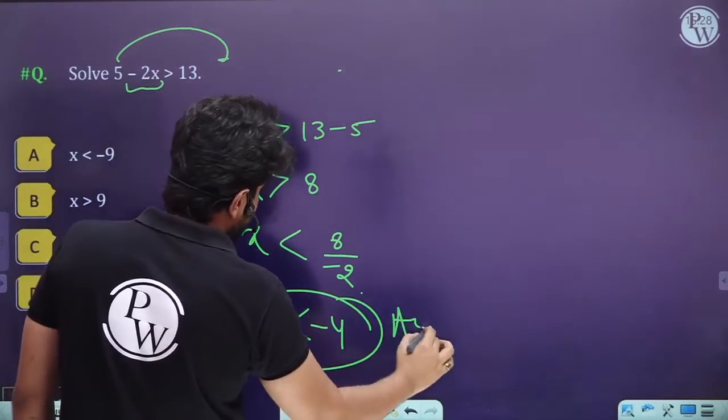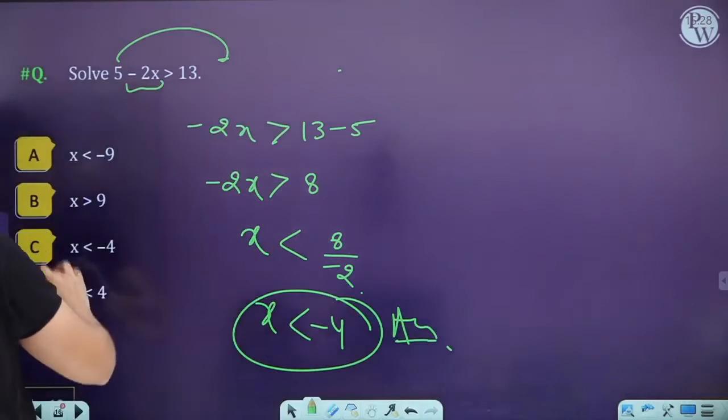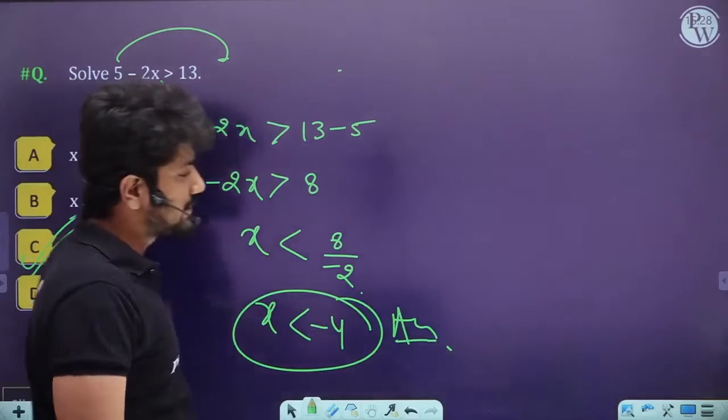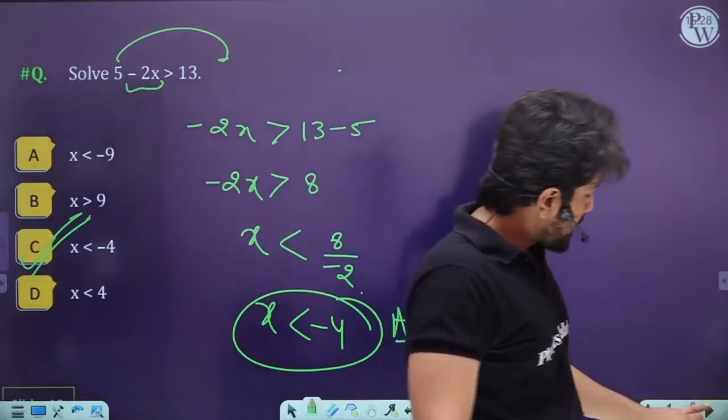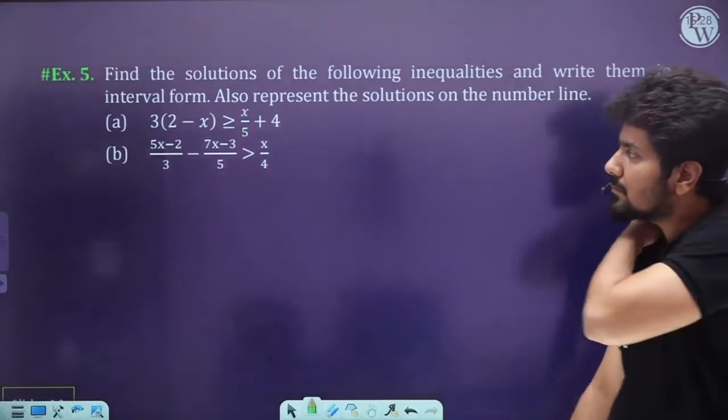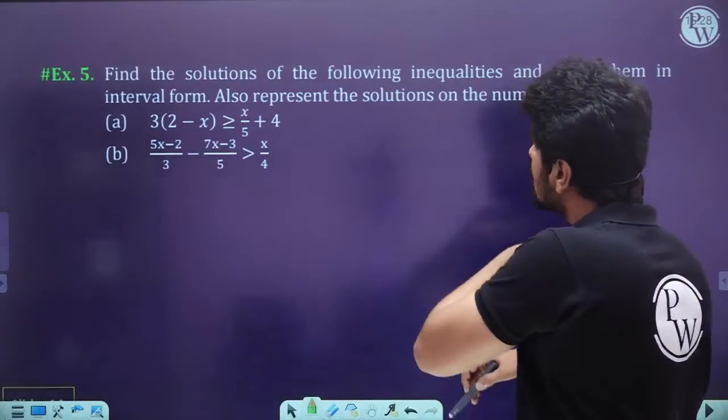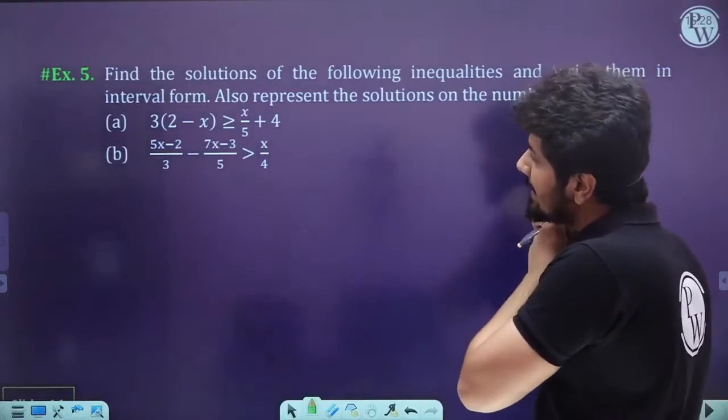I hope you got the same answer. I hope you tried. Okay? Option C is the right answer. Let's move ahead. Now, find the solution of the following inequality and write it in the interval format.